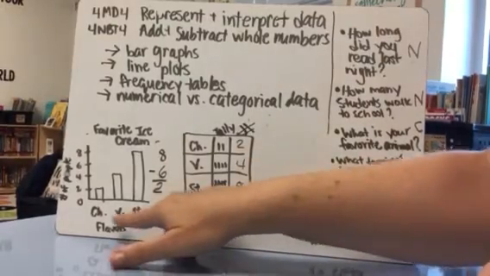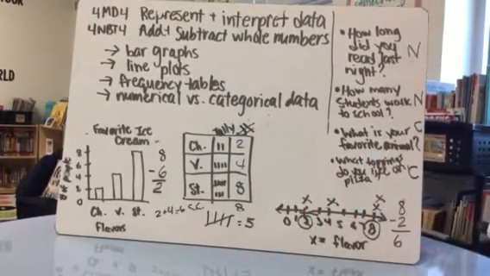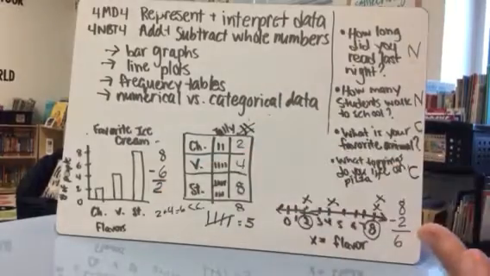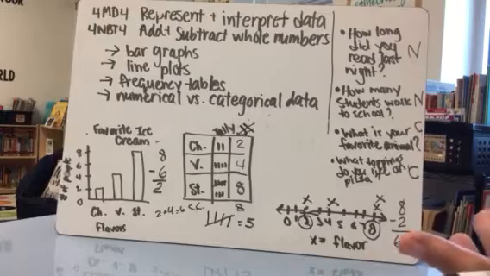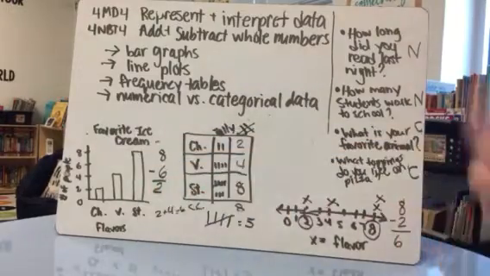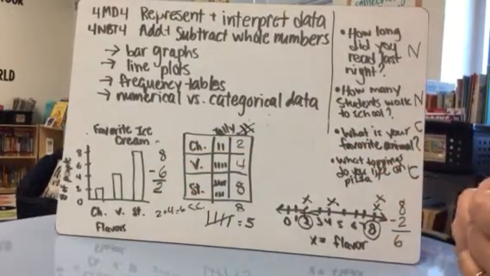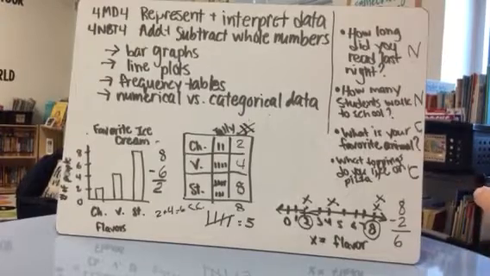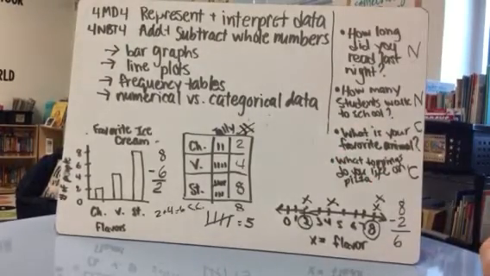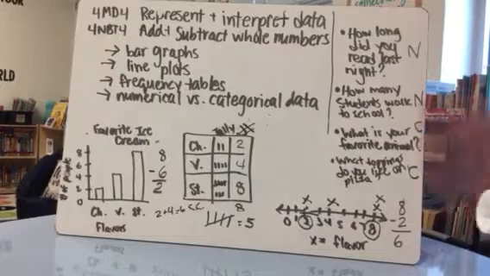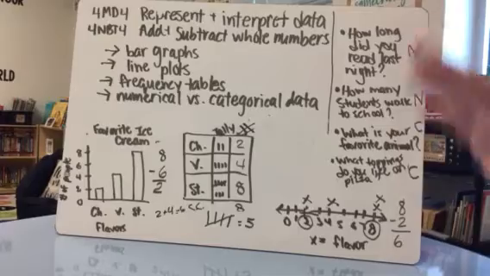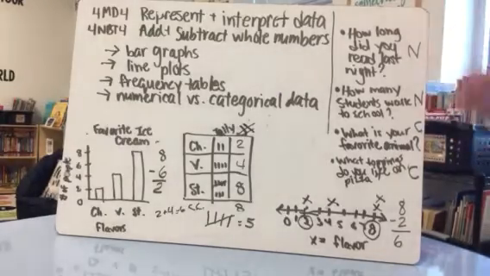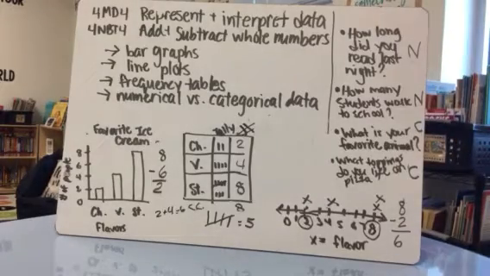Here, vanilla ice cream was categorical data. Had I flipped it around and I said, how many scoops of ice cream did you get on your ice cream cone last night? I could still have an ice cream graph that showed numerical data instead of categorical data. So that is our data unit. We have a few more days left in it. This should help you be able to work on your homework tonight and review for our assessment when the time comes.